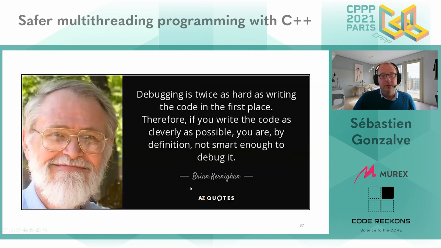And that's all. The closing quote is from Brian Kernighan: don't forget that debugging is twice as hard as writing the code. So if you write the most clever thing you can, you won't be smart enough to debug it.